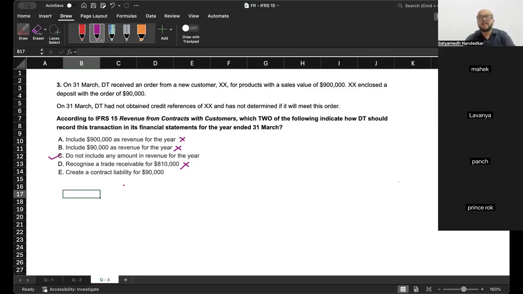Okay, contract liability is advance received from customer. Customer has given you 90,000, but that is not your money to spend. Na? If you don't fulfill the promise, you will have to return that 90,000 to the customer. So E is your answer. I would call it a moderate level का question, not a tough question. ठीक है. Have a look and tell me.